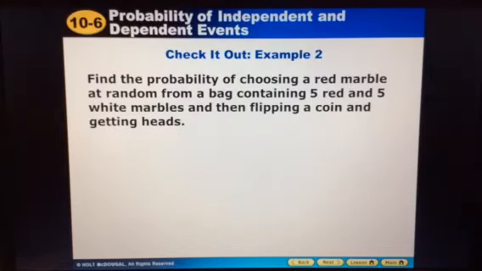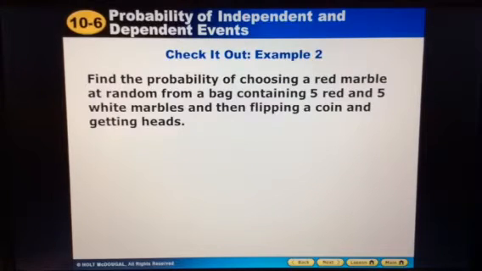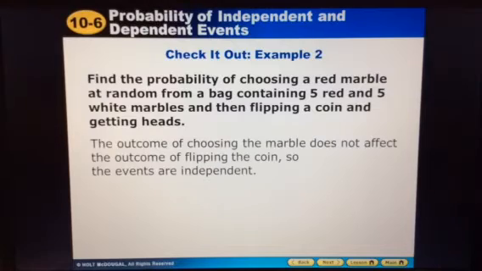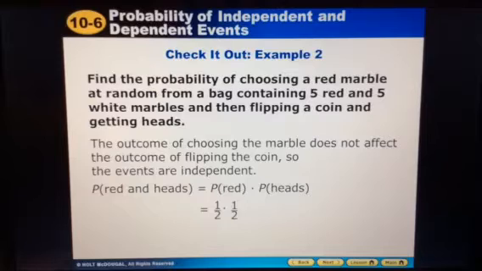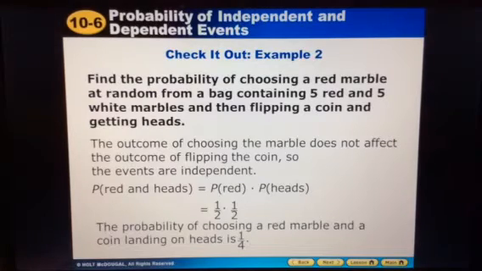All right. So find the probability of choosing a red marble at random from a bag containing 5 red marbles and 5 white marbles, and then flipping a coin and getting a heads. There's no effect one on the other, so they're independent. So the probability of red and heads is going to be probability of red times the probability of heads, which is 1/2 times 1/2, which is 1/4.